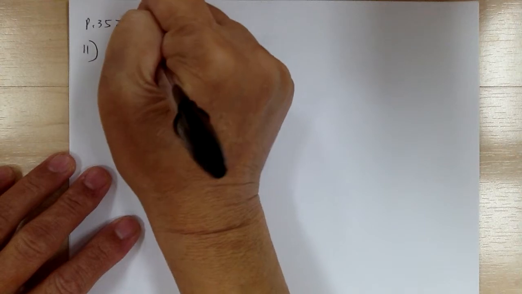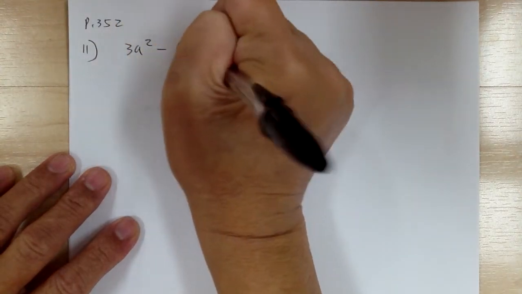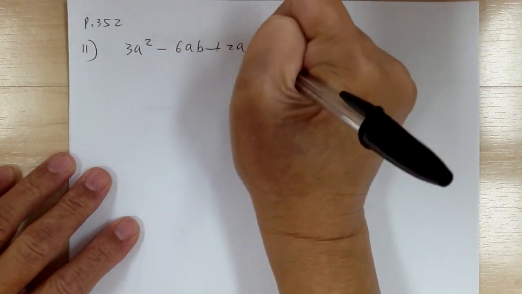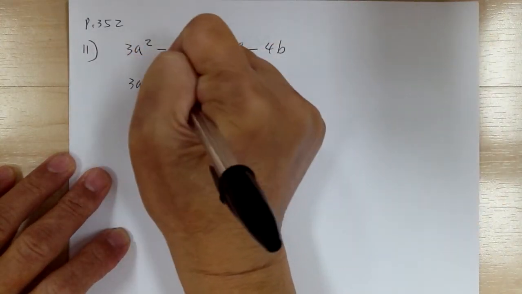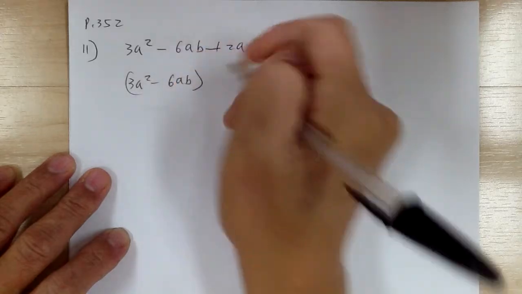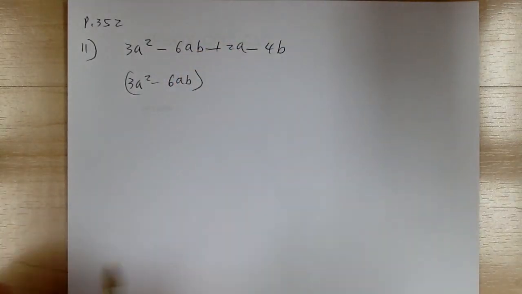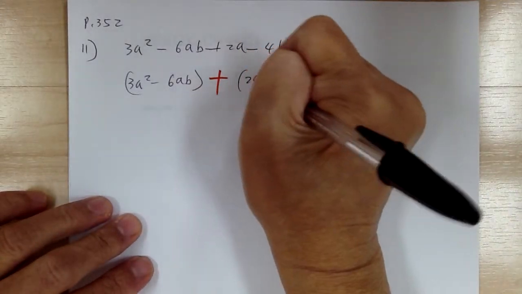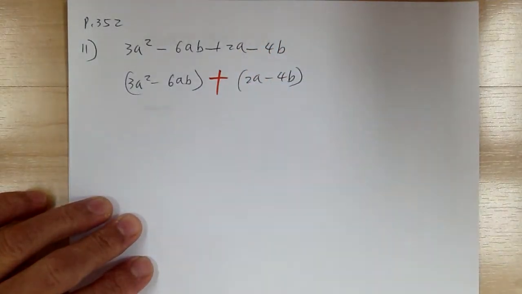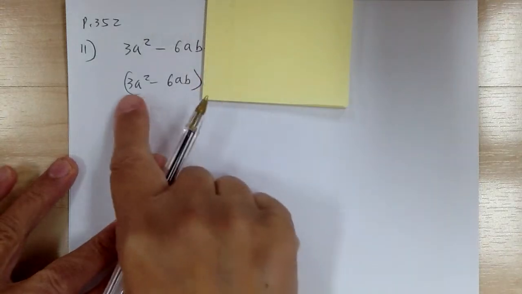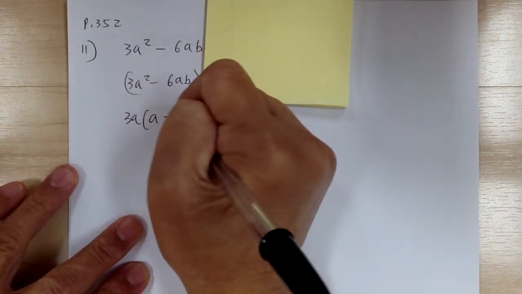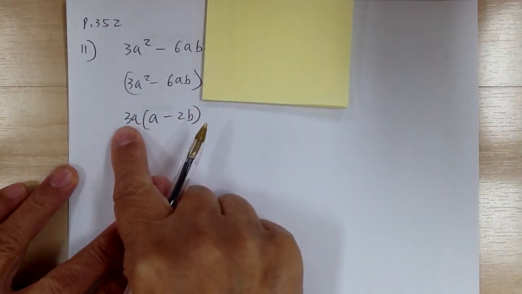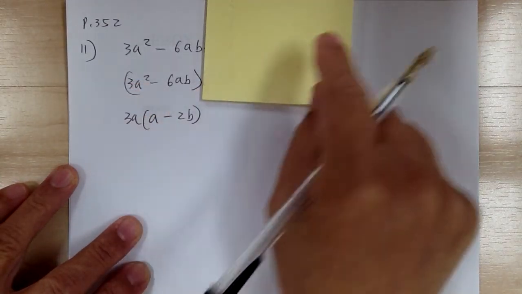Okay, you got 3a squared minus 6ab plus 2a minus 4b. Again, let's go and do the grouping. Okay, put a plus in between. So you got 2a minus 4b. Okay, so the first half, you can factor out the 3a. So you're going to get a minus 2b. Okay, you can check. This times a gives you that. This times a gives you that.